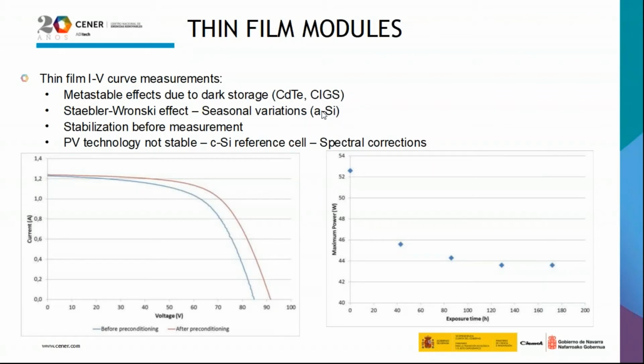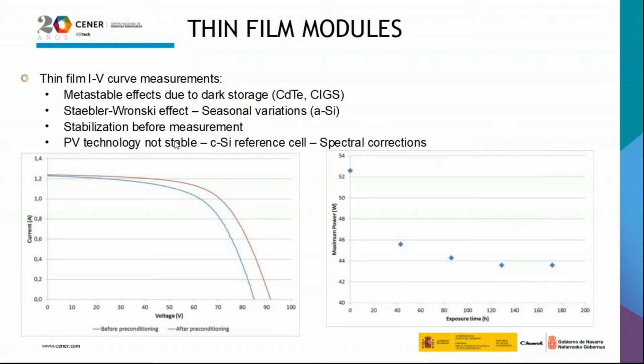That's an important point. In the case of amorphous silicon, you have to take into account the Staebler-Wronski effect or the light-induced degradation, and you can also have seasonal variations. So, for example, here is an amorphous silicon module. At the beginning of its life, the maximum power was higher, and then it decreases with some exposure time under 1,000 watt per square meter. So it's important in these cases to stabilize the modules before the measurement.